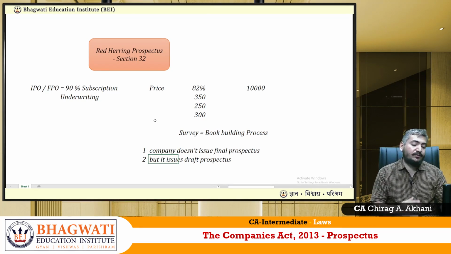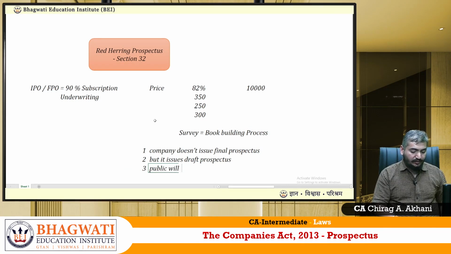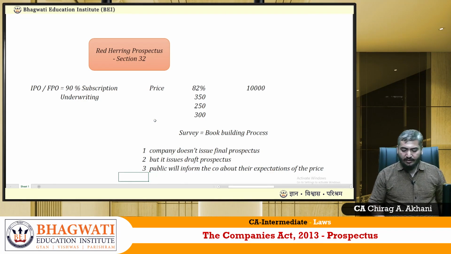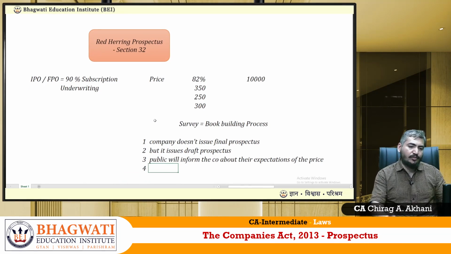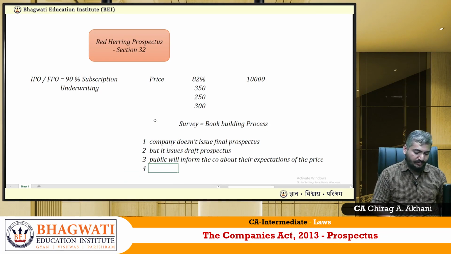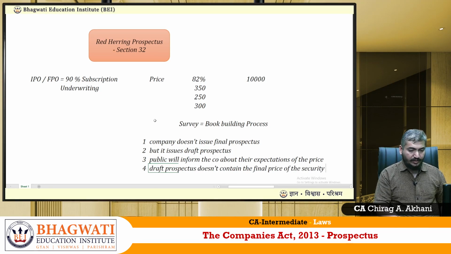Now, the public will take the draft prospectus, start reading all the contents like the past, present, and the future, and decide whether they want to invest or not. Here, the company is requesting the public: you tell us at what price you want to buy our shares. So here, the public will inform the company about their expectations of the price. Let me tell you, beta, that while issuing the draft prospectus the company doesn't put the complete information about the price. It just puts the price range. So the draft prospectus doesn't contain the fixed or final price of the security, but it just contains the price range.